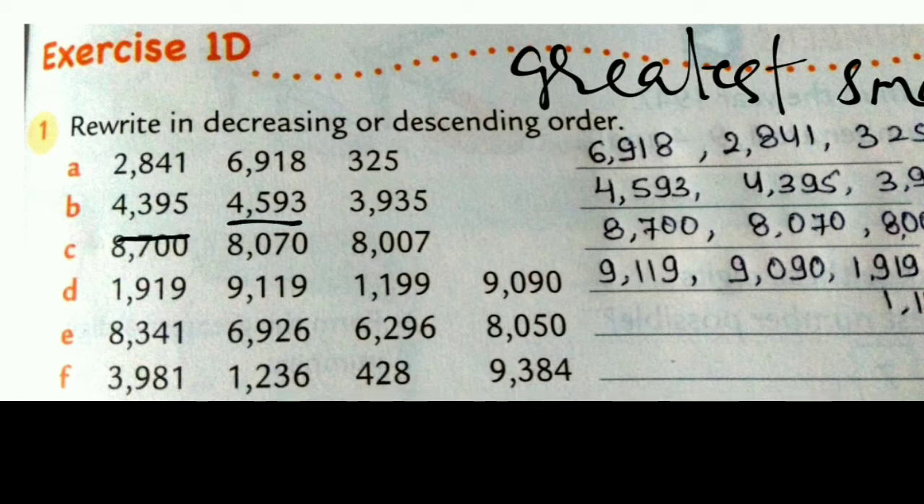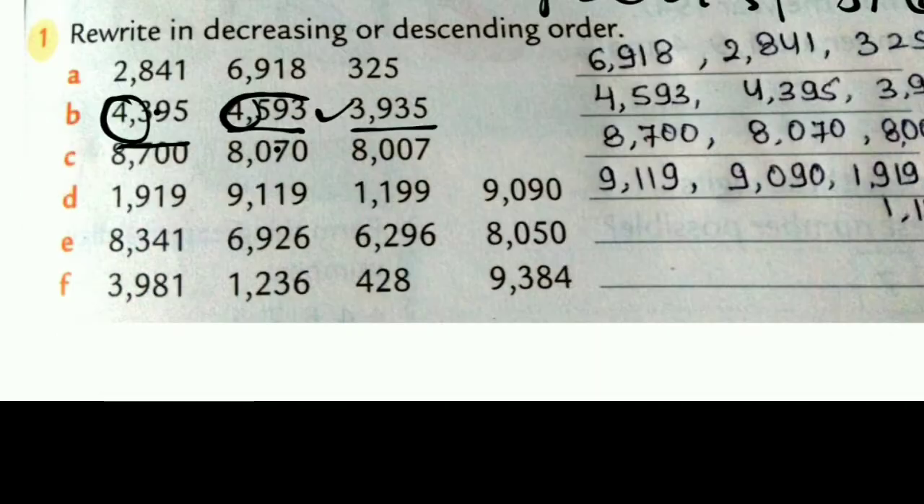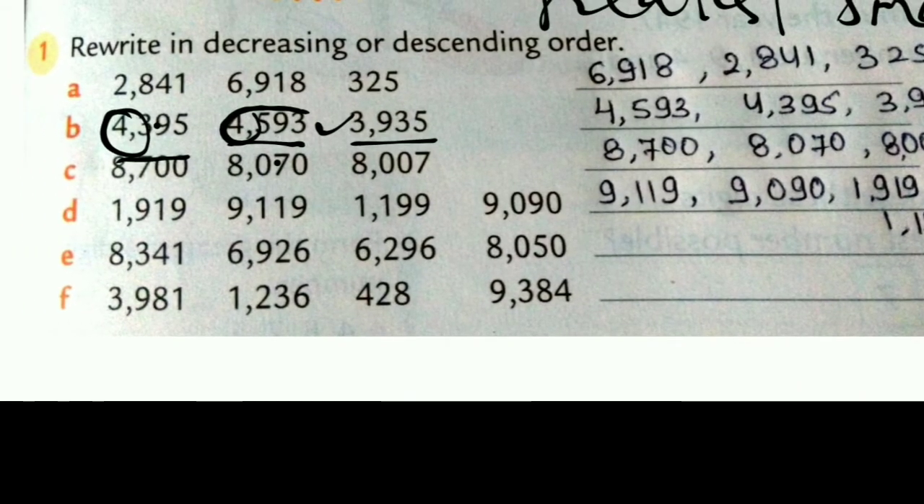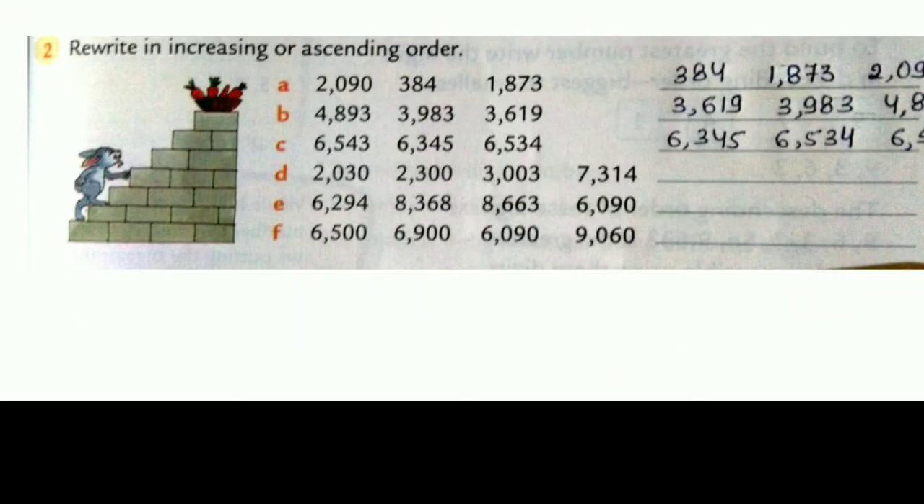4,395, 4,593, then 3,935. See, here is 4,000, here is 4,000. Then see the next number. Next number is 3 and next number is 5. It means the greatest number is this one. So 4,593, then 4,395, and the last is 3,935. These two questions we have solved. Rest questions do it in your notebook.